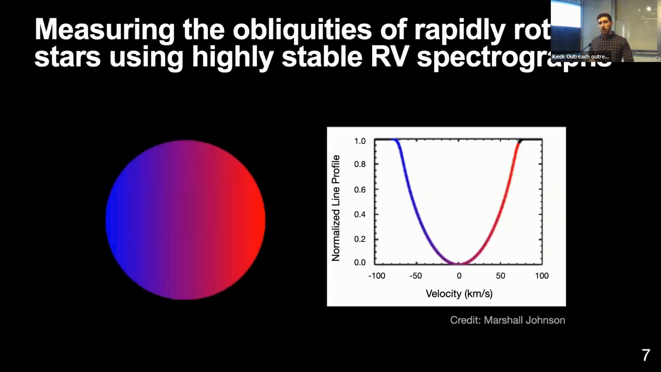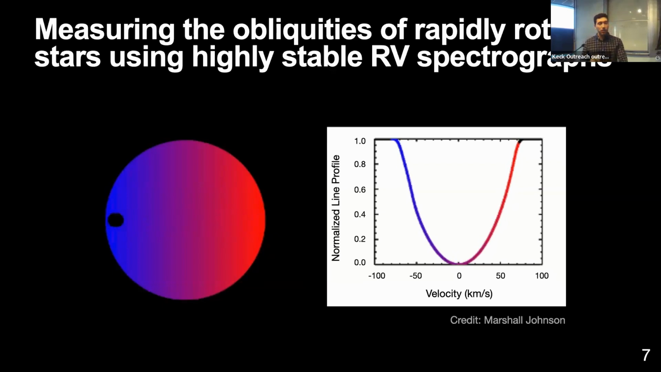Okay, so how do we actually measure these obliquities? This is where Keck comes into play. Here I'm showing a diagram on the left of a companion transiting a rapidly rotating star. The blue part of the star is blue shifted, the red part is red shifted. On the right, I'm showing the evolution of the stellar line profile as the transit occurs. You notice that there's a little bump in the line profile that is correlated with where in the stellar disk the object is transiting.